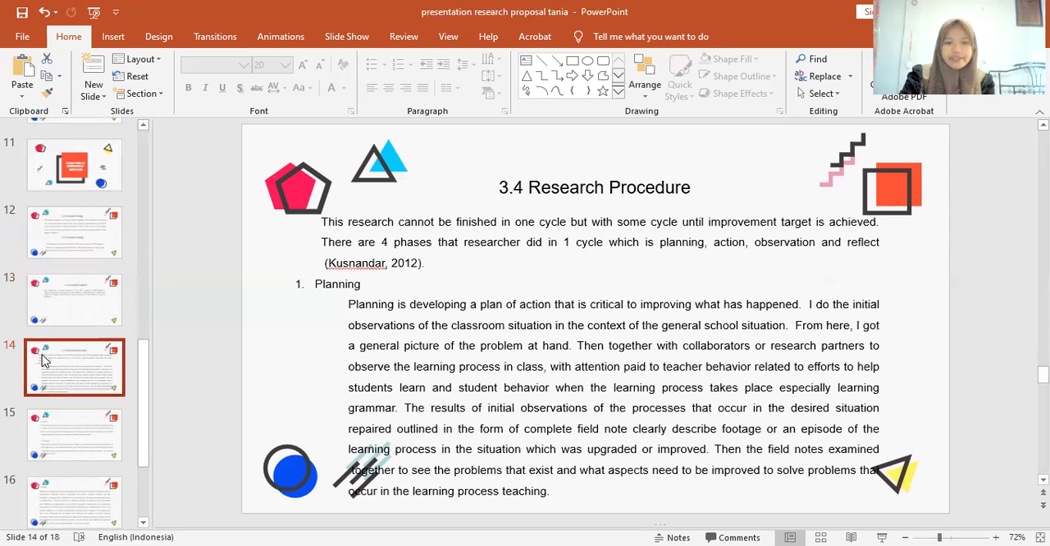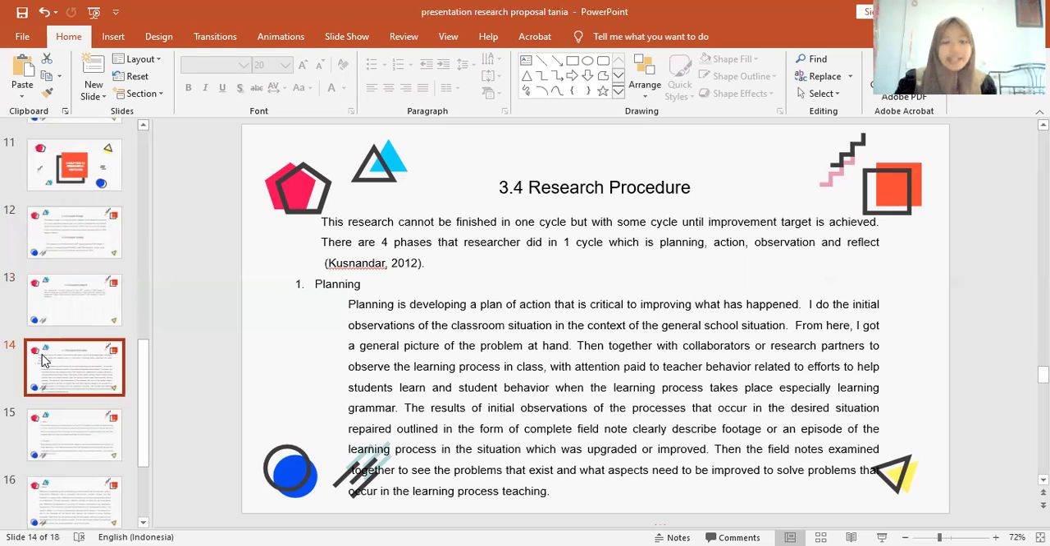Next, research procedure. This research cannot be finished in one cycle, but with some cycles until the improvement target is achieved. There are 4 phases that the researcher did in one cycle, which are planning, action, observation, and reflection. So we move to the first, planning.